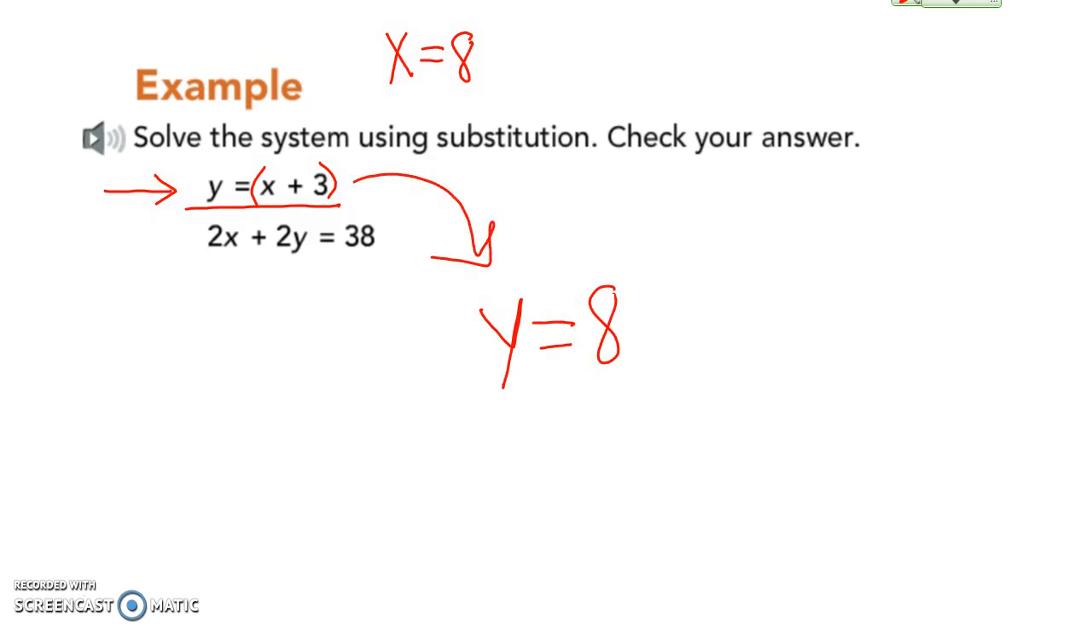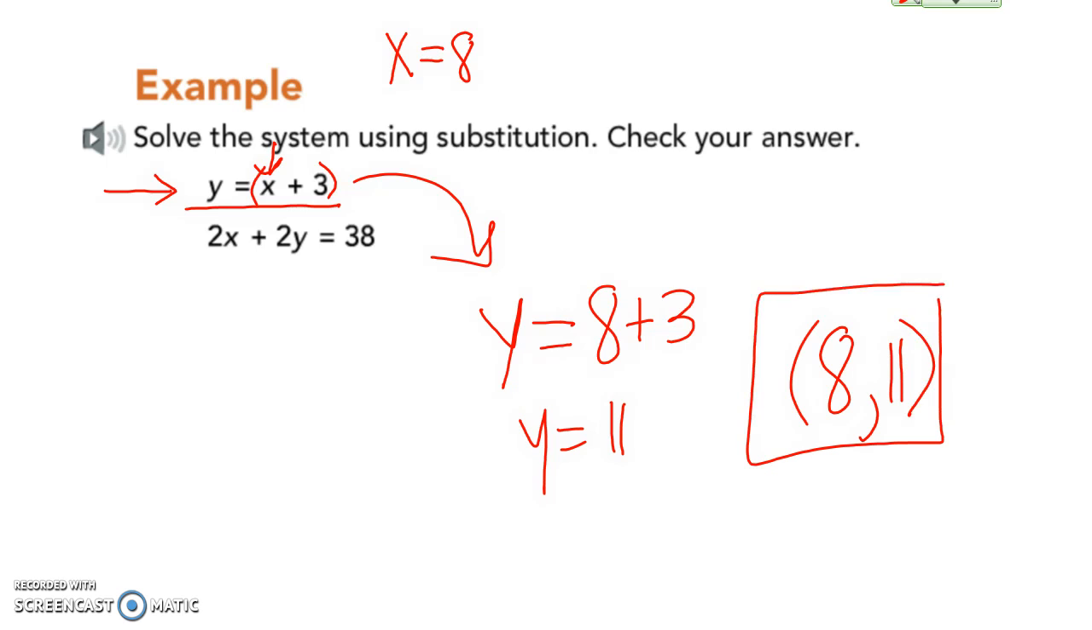I'm going to plug in 8 for x. So in place of this x, I plugged in an 8. What is 8 plus 3? 11. So my solution here is 8, 11. X is 8, y is 11. And we're done. Wasn't that so fun, you guys?